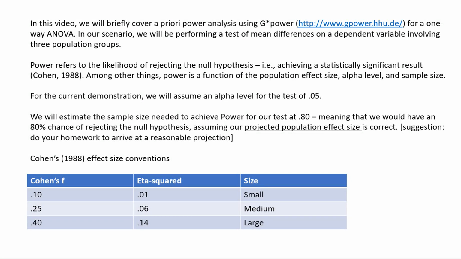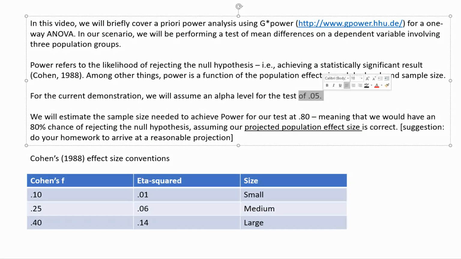So for the current demonstration, we're going to assume an alpha level for our test of 0.05, and we're going to estimate the sample size needed to achieve power for our test at 0.80, meaning that we would have an 80% chance of rejecting the null hypothesis, assuming our projected population effect size is correct. And I have that underlined for a reason, and that is because we oftentimes pay little attention to what we're really trying to test. We're really trying to detect the population effect.